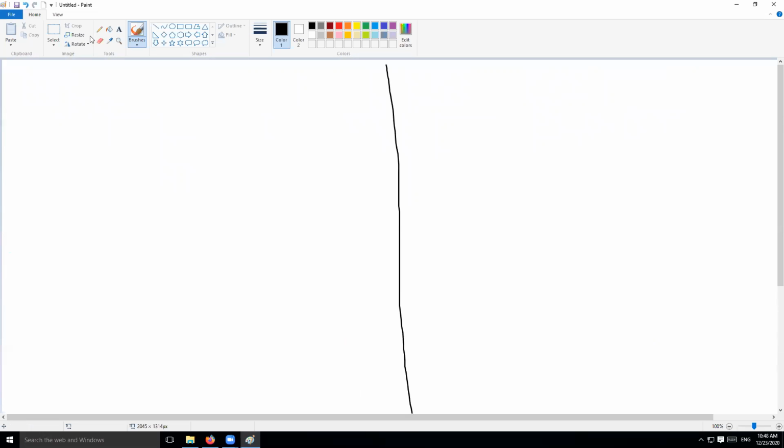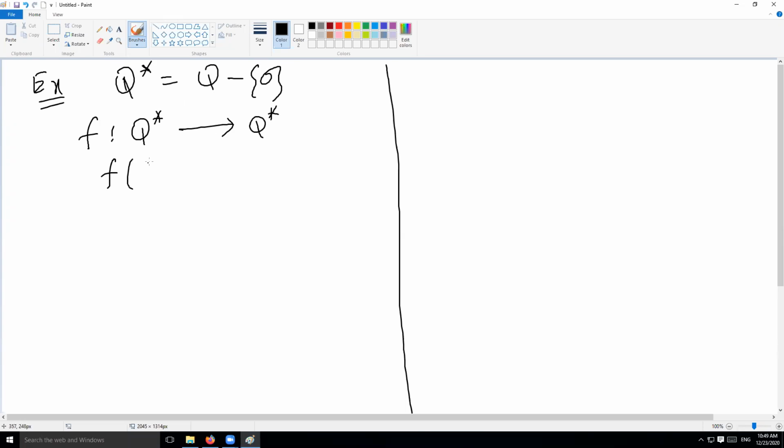Okay. Here is another example. Say you have a set Q star, and Q star is Q minus zero, so it's a set of non-zero rational numbers. And I have a map F from Q star to Q star, where F of M over N is equal to N by 2M, where M and N are integers, but obviously they are non-zero. Okay, is this function well-defined?